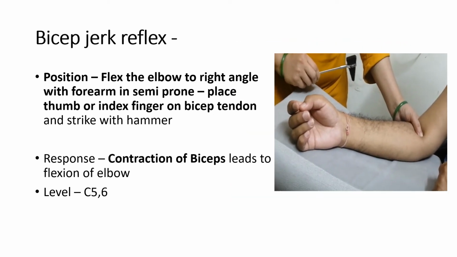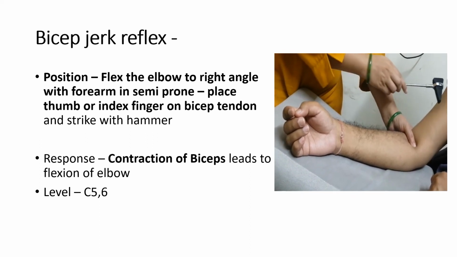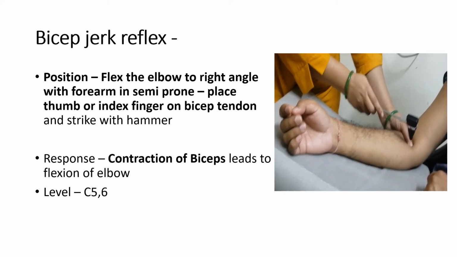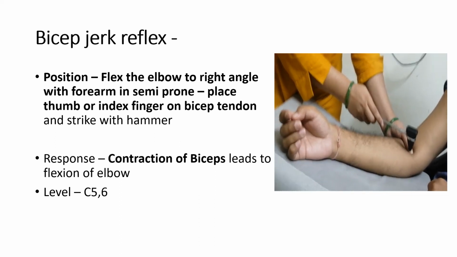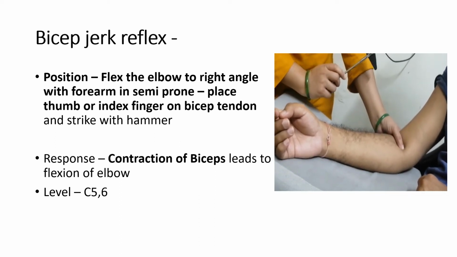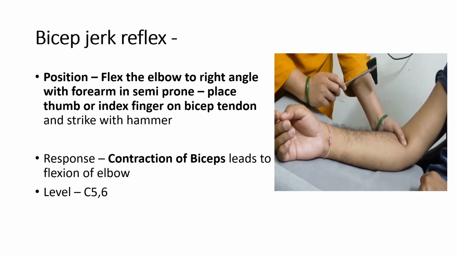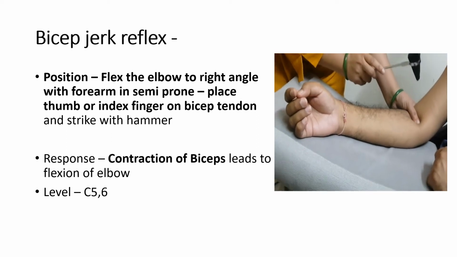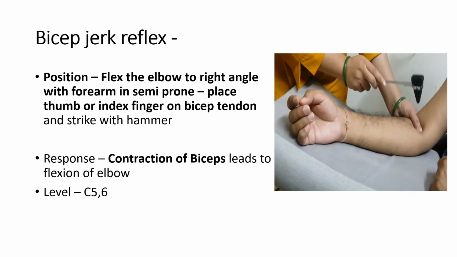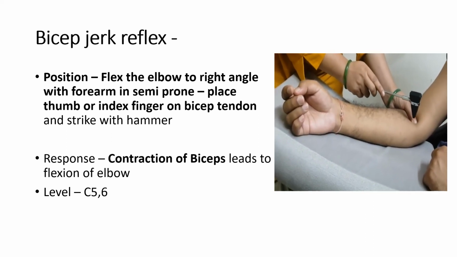Okay, so we are going to perform the bicep reflex. So this is the bicep muscle and we have to strike here at the bicep tendon. Fine. How to do that? To prevent injury of the tendon, we have to hold the elbow like this and place the thumb on the tendon, right? So we have to now strike the narrow end of the hammer on the thumb. Let's see.